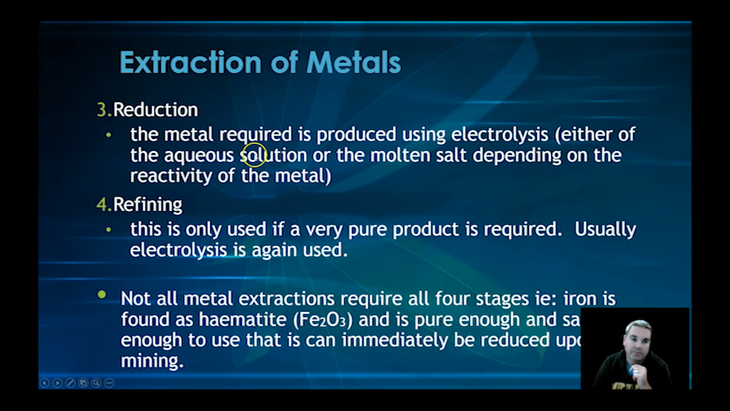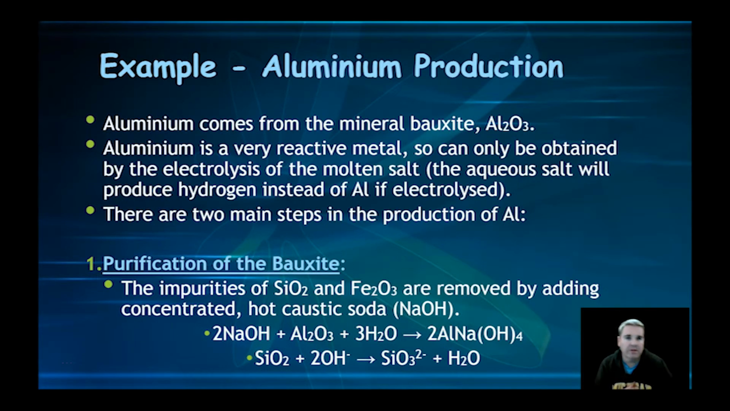This is really the main step, the reduction here. Okay, and as we've said, not all metals require all 4 stages. All right, some of them you can just go straight and do the reduction. That's all you have to do. So I'm going to have a look here at the production of aluminium from its ore.